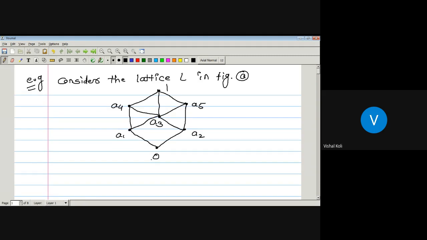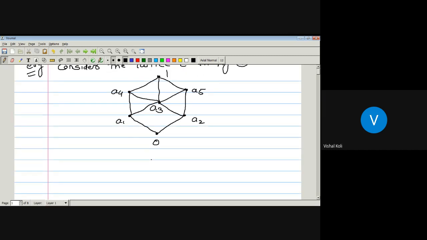As here we have given, consider the lattice L. It means it is obviously a lattice. That means it is closed under both the operations join and meet. That is, the least upper bound and greatest lower bound of every two elements will exist in that set.